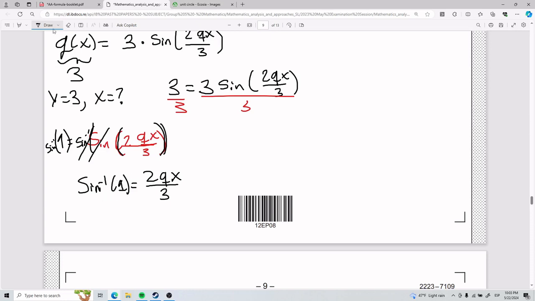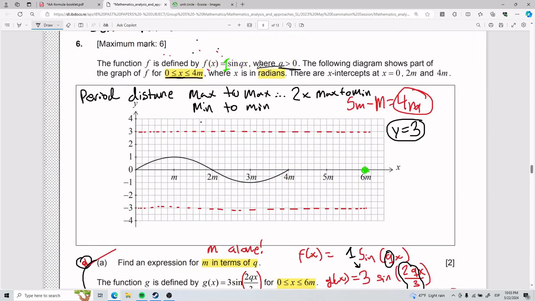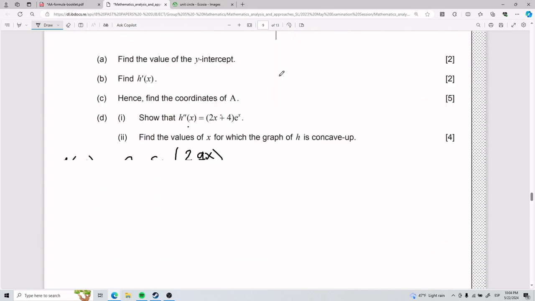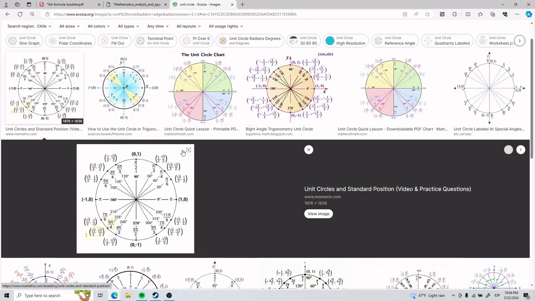And so basically, although it sounds kind of crazy, this is asking: what is the angle at sine of 1? That is what it's asking for. What is the angle at sine of 1? And angle in terms of radians, because this whole exercise has been done in radians, okay? That is a weird question to ask, but that is why earlier I said, dude, if you know the unit circle, you're good to go.